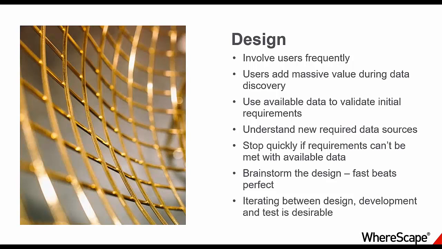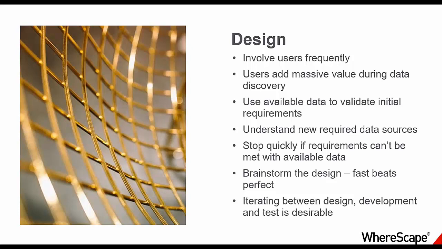The other thing with Agile is brainstorm the design. Work with your users to brainstorm the design. Don't let the perfect be the enemy of the good. Get something that is close enough. You can refine it later. If you worry about getting the perfect design, you won't actually start development, and so your projects lag a long time in the process. And so there's going to be a lot of iteration between design, development, and test. At WhereScape, we call that prototype, iterate, done. And automation tools allow you to do that because you can build things fairly rapidly.